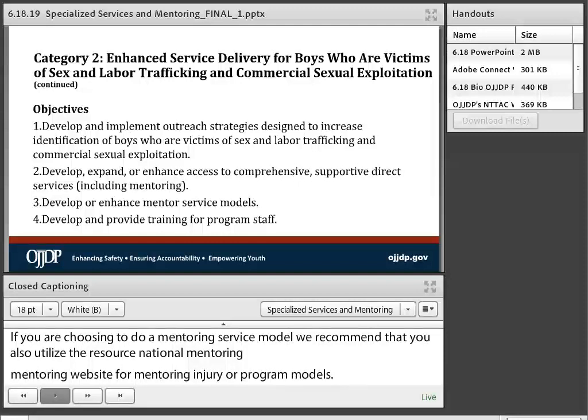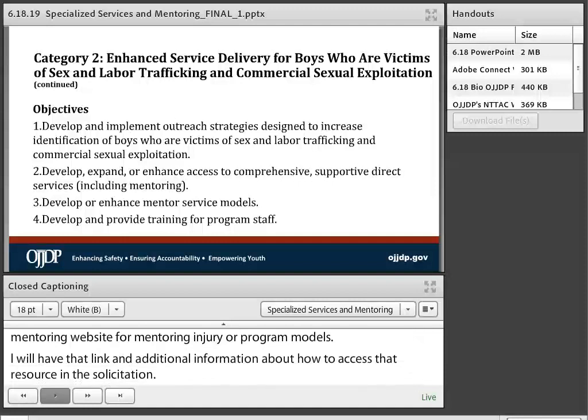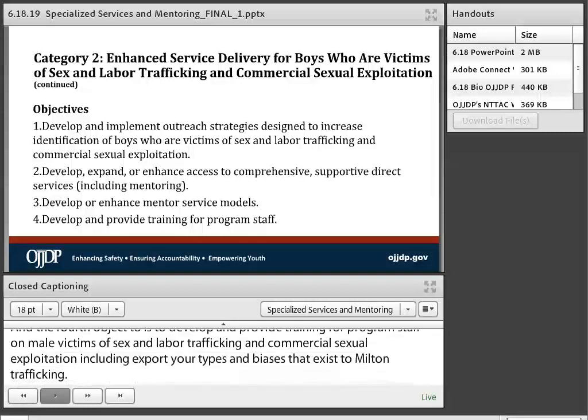And the fourth objective is to develop and provide training for program staff on male victims of sex and labor trafficking and commercial sexual exploitation, including the stereotypes and biases that exist specific to males in trafficking. Sites selected under this category will be expected to work closely with OJJDP's TTA provider when developing and implementing any mentor training, to include an annual peer-to-peer learning opportunity, which again, during the budget discussion, I'll get into in more detail on how to put in funding for that opportunity.